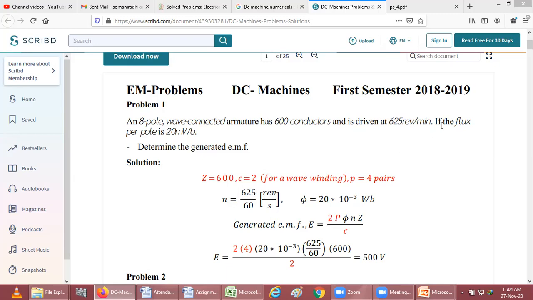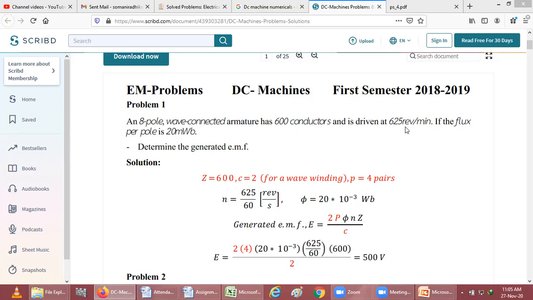Again, what they have given: the flux per pole is 20 milliweber. This is the unit, Weber, that we use for flux. So here we are supposed to determine the value of EMF. In this question we have 8 poles, the number of conductors, and the speed.